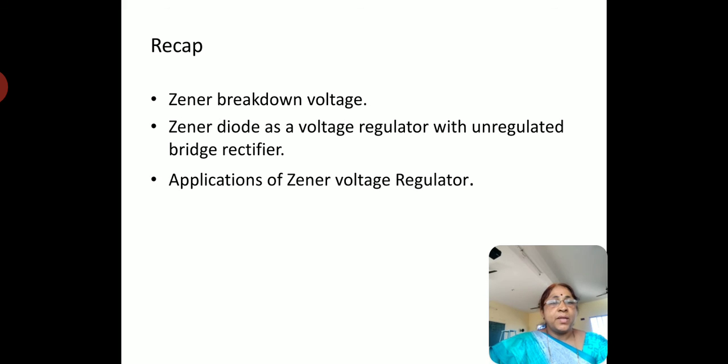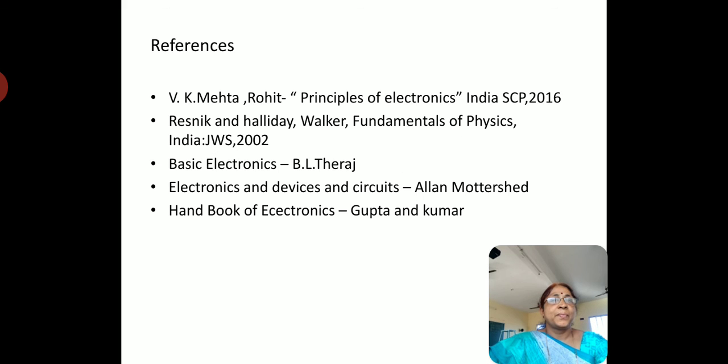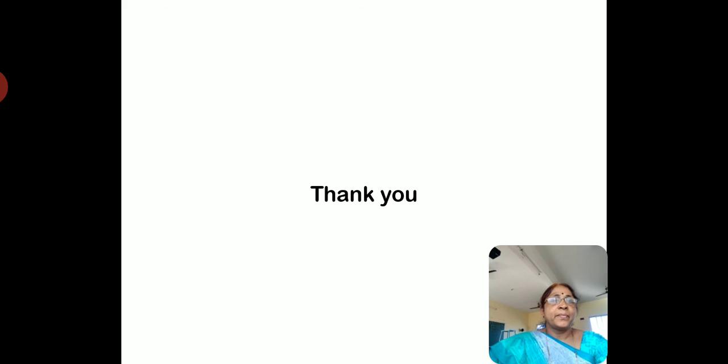Let us recap whatever we have learnt. Zener breakdown voltage, and at this voltage we get a maximum current, that is, the current varies from Iz minimum to maximum. With this principle we get a constant voltage, so it can change from low current to high current. Hence this Zener diode is used as a voltage regulator with an unregulated bridge rectifier. And also we have seen some applications of the Zener voltage regulator. These are the few references that you can refer to. Thank you.